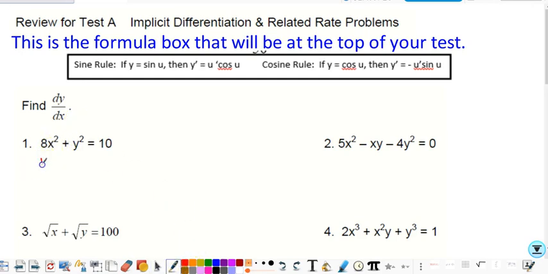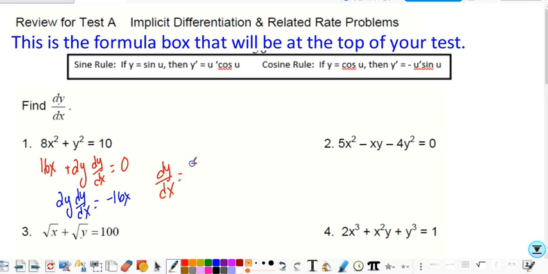So I'm going to do the power rule, 16x plus 2y dy dx equals 0. Then I have to isolate the dy dx. So I'm going to subtract 16x to the right. Divide both sides by 2y. And I can reduce the negative 16 and 2 to negative 8x over y.